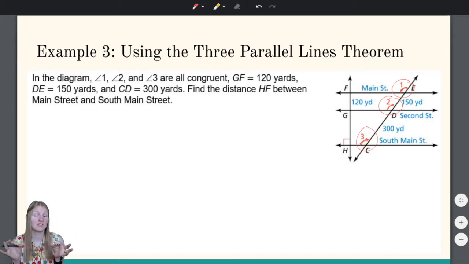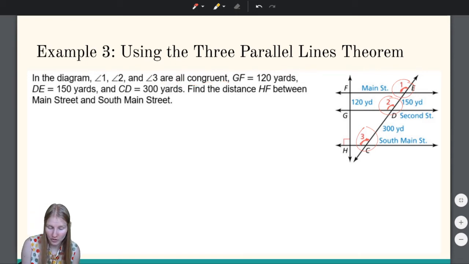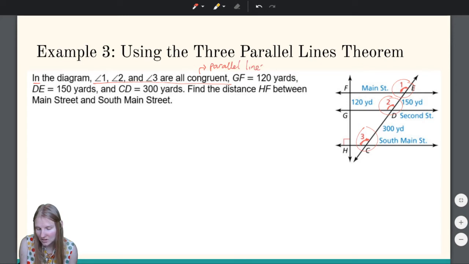So because these are all corresponding angles and they are all congruent, we remember from section 3.3, and if you don't remember, I'll put a link in the description: when corresponding angles are congruent, the lines are parallel. So what this first sentence tells us is that we have parallel lines. That's why they would say that.